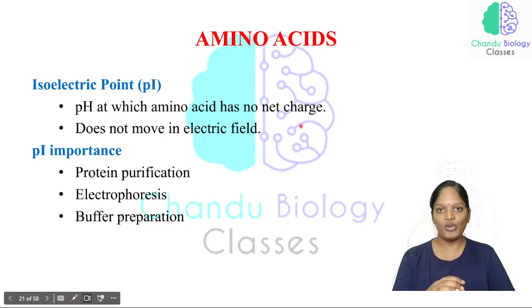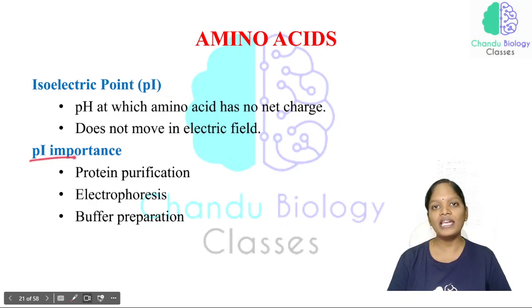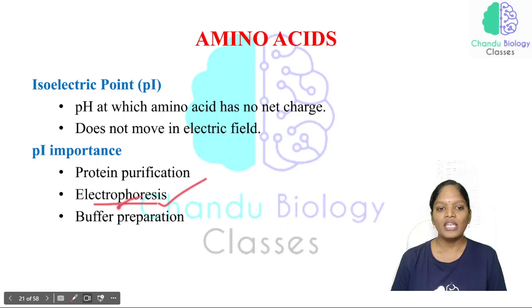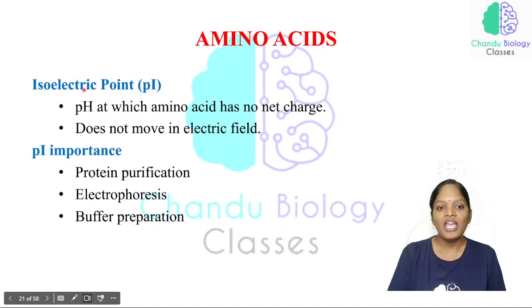So at any pH point, if an amino acid acquires no net charge, positive and negative balanced, there will be no movement of that amino acid, and that point is called the isoelectric point, represented as pI. Now, what is the importance of this isoelectric point? Protein purification, and electrophoresis. If we know the isoelectric point of an amino acid, we know that at this point it can't move as it has no net charge.